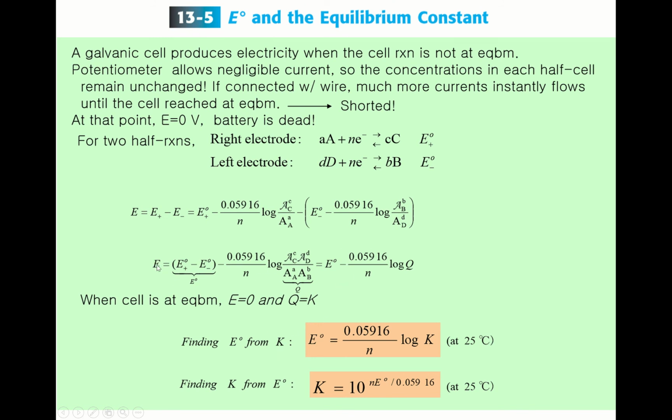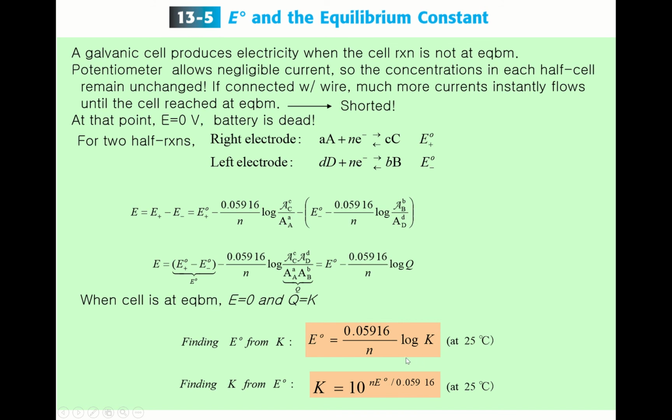Rearranging this, let's make the whole expression zero, and then E naught equals this part multiplied by log of not Q but K, because we already considered E equals 0. This is very important. This equation relates the standard reduction potential difference with the equilibrium constant.